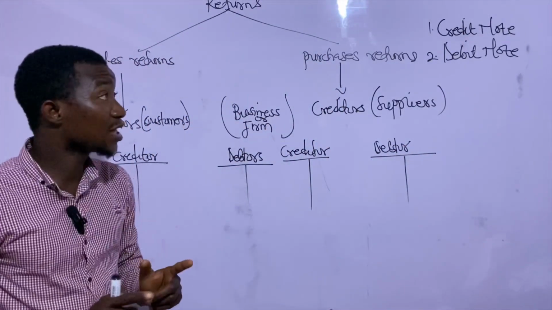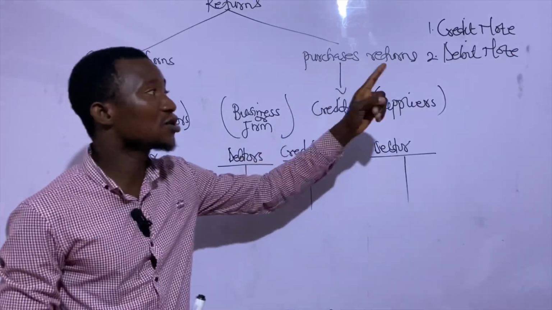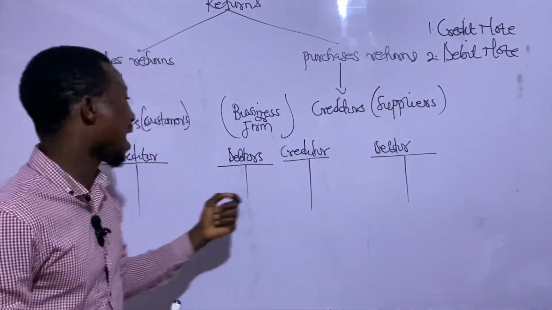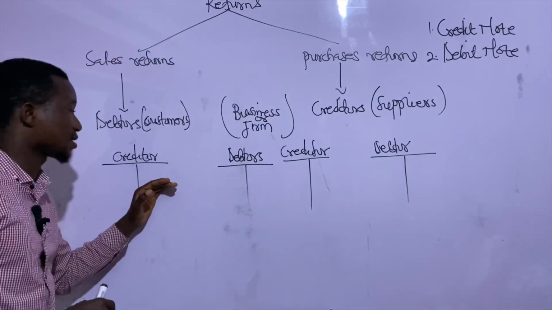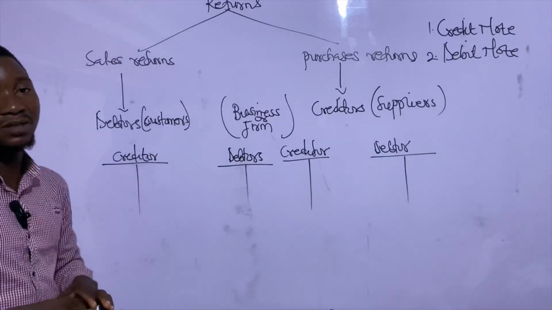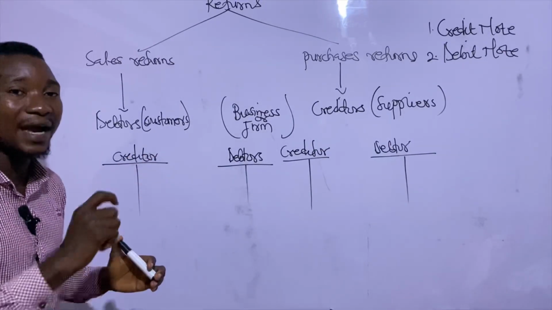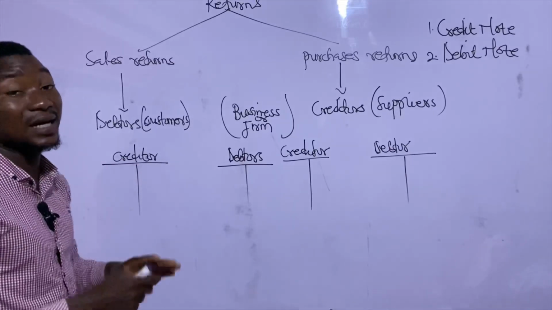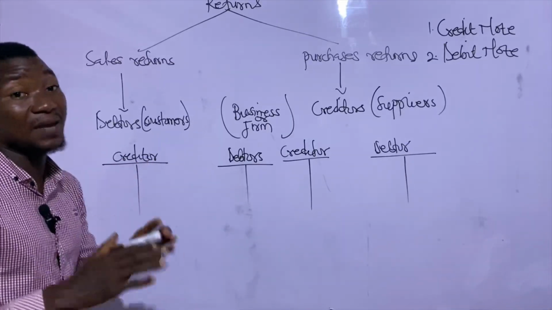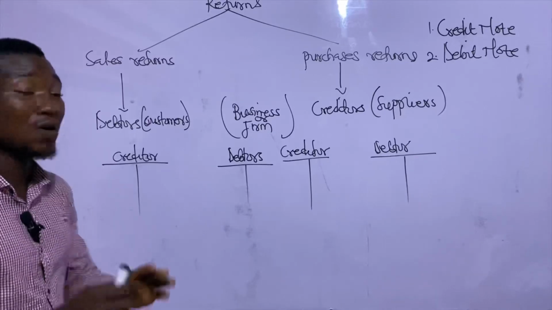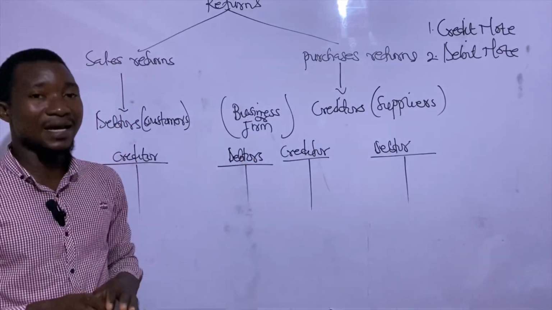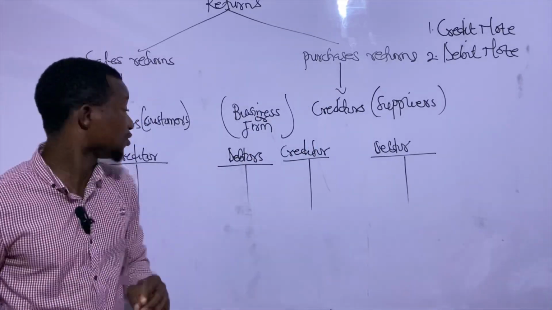Good. Now I want to take you through how debit notes and credit notes are entered in both debtors and creditors accounts, and probably how they are entered in the general control account. That is the sales ledger control account and the purchases ledger control account. So how these two terms are entered. So listen and listen good.